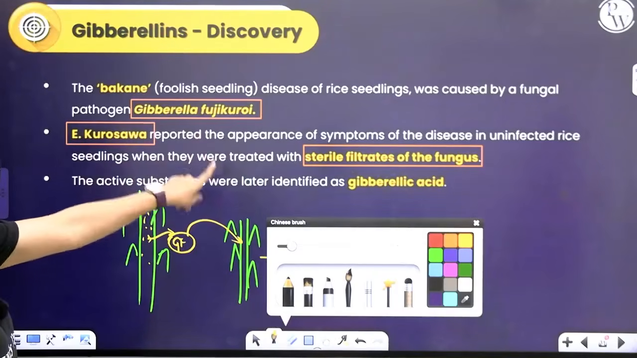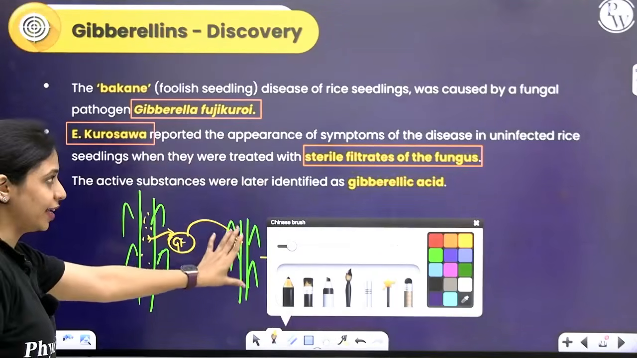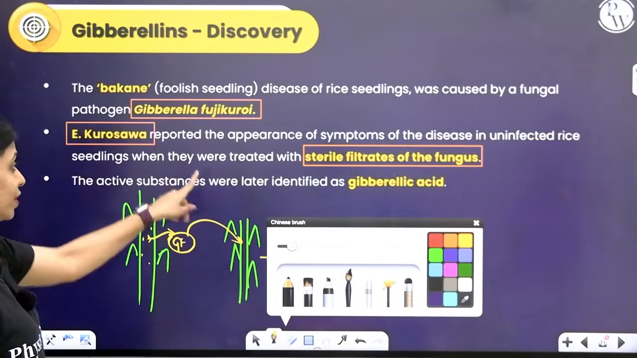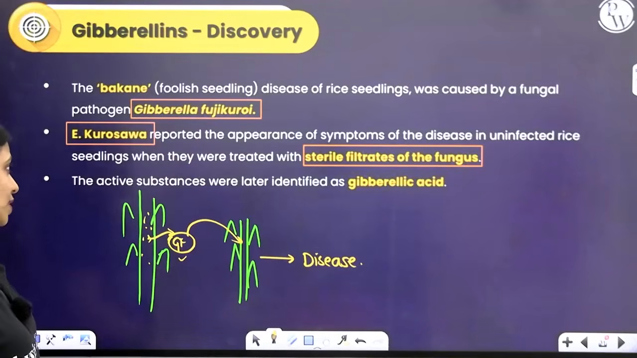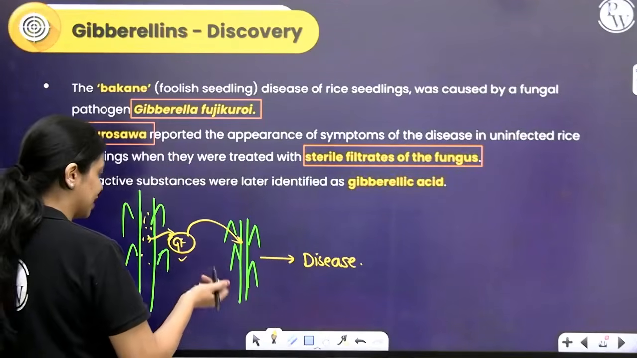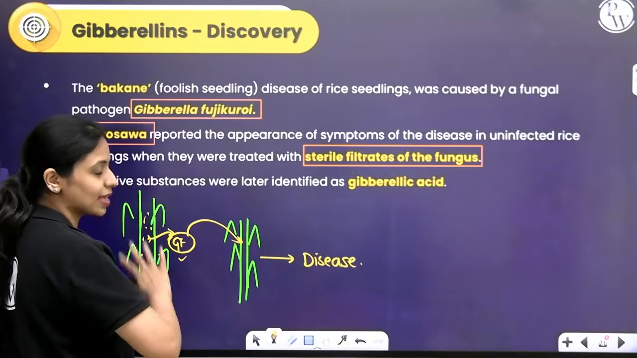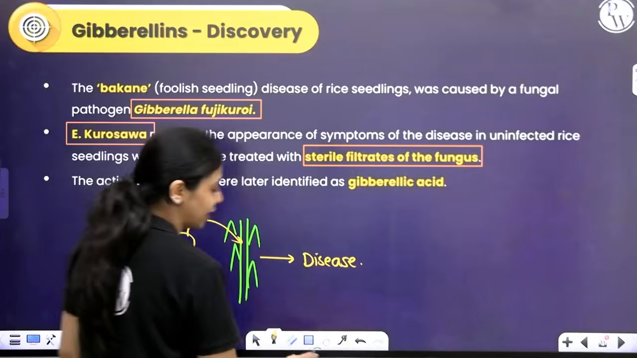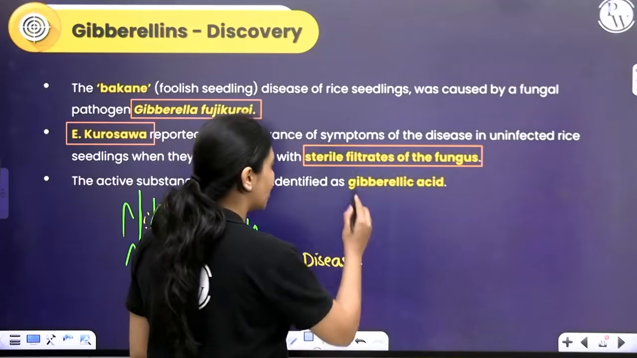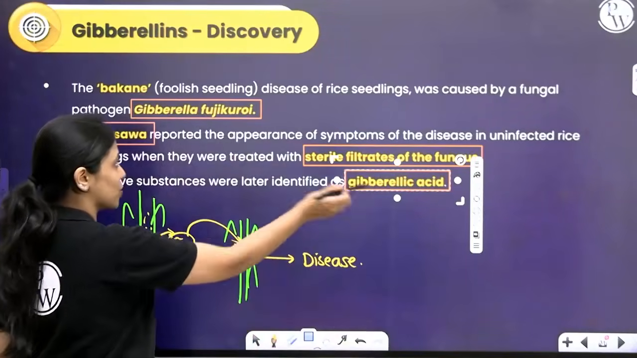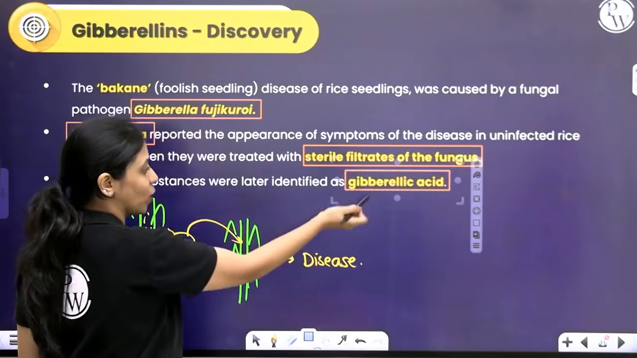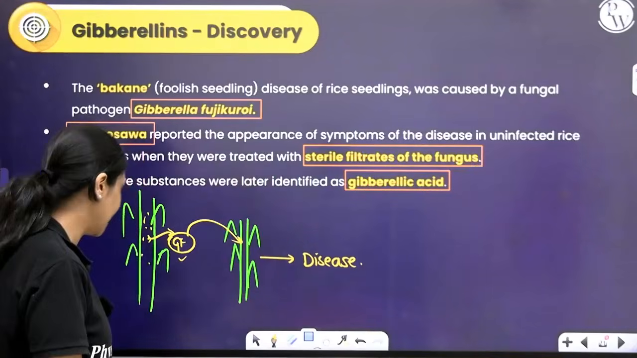He reported the appearance of symptoms of the disease in uninfected rice seedlings when they were treated with sterile filtrates of this fungus. Later, they identified which chemical in the fungus is causing this effect. They identified it to be acidic in nature and they called it gibberellic acid because it was obtained from Gibberella fujikuroi. They called it gibberellic acid because it was acidic in nature.